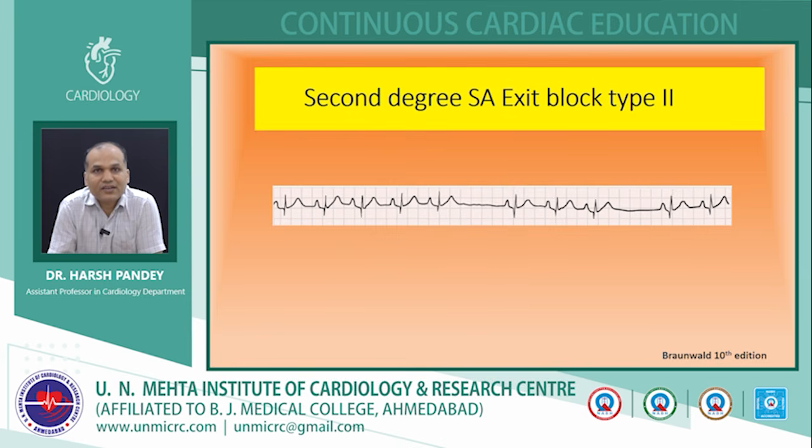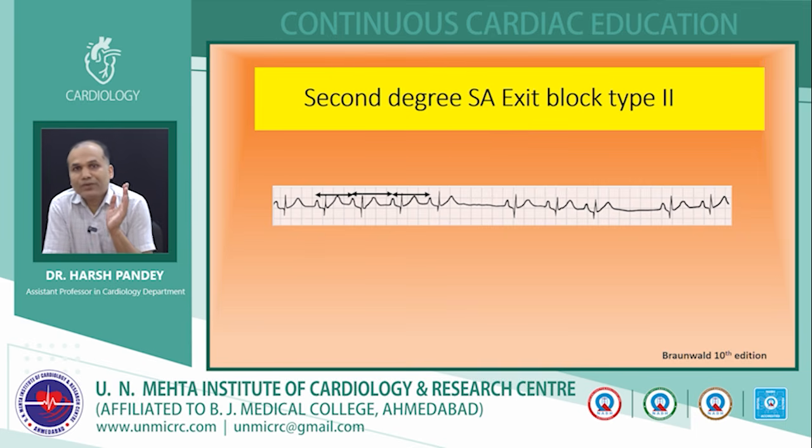Coming to second degree nodal exit block type 2. Here you can see the PP interval is fixed, the PP interval is fixed here also, and then there is a drop in the P wave. So there will be a pause, and the duration of the pause will be an exact multiple of the previous PP interval. That is termed second degree nodal exit block type 2.